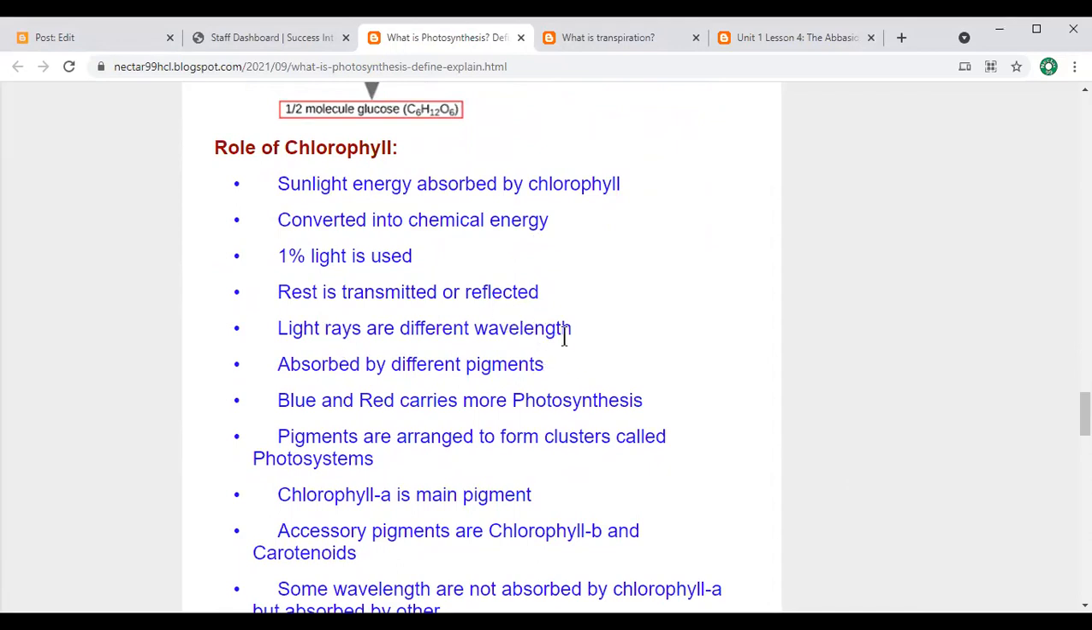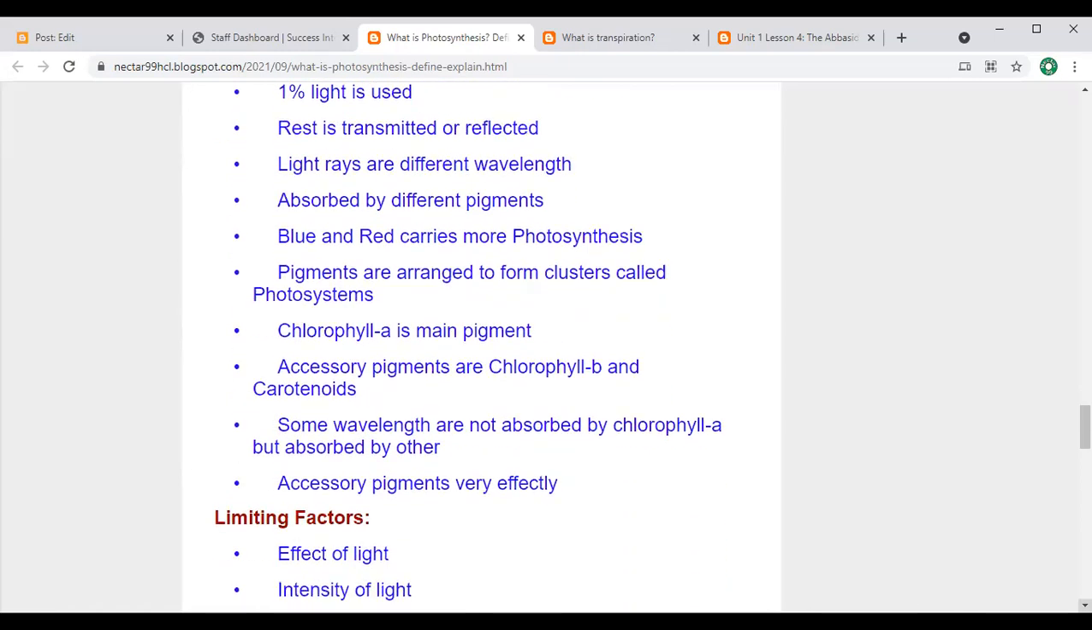Light rays of different wavelengths are absorbed by different pigments. Blue and red carry more photosynthesis. Pigments are arranged to form clusters called photosystems. Chlorophyll A is the main pigment. After that, there are many accessory pigments like chlorophyll B and carotenoids. Some wavelengths are most absorbed by chlorophyll A but are absorbed by others too. So the accessory pigments are also very effective.